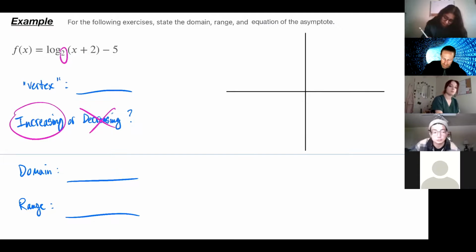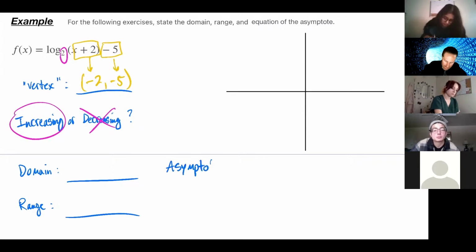What is my vertex? -2, -5. Very good. -2, -5. Because remember, we always take the opposite for the x. Y's are y's. We keep it. Now, what am I going to shift left 2 and down 5? The asymptote. Very good. Technically, the answer is everything. But we're going to start with that asymptote. That's right. So I'm going to take and shift everything.